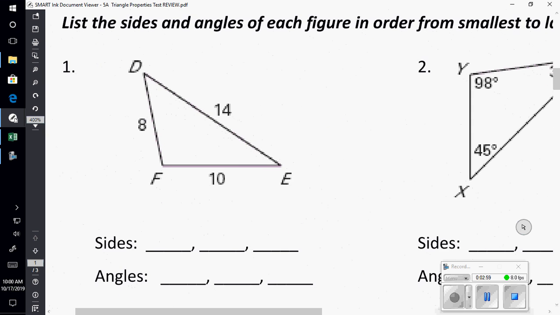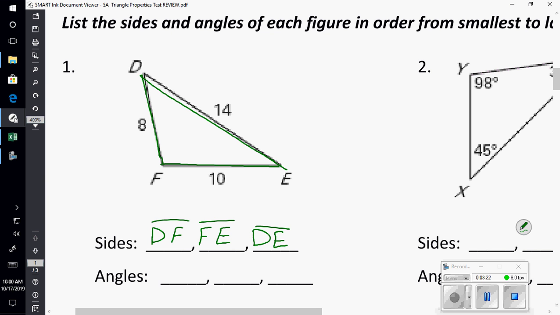Alright, if we're going to list the sides and the angles in order from smallest to largest, the smallest side would be here, DF. The middle length side, the FE, and the longest side, the DE.